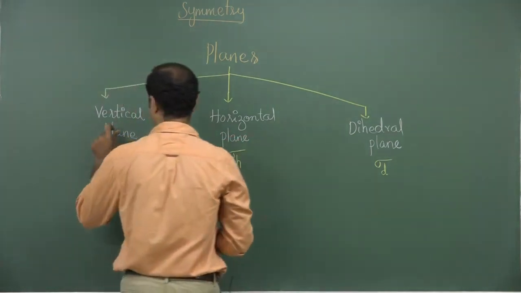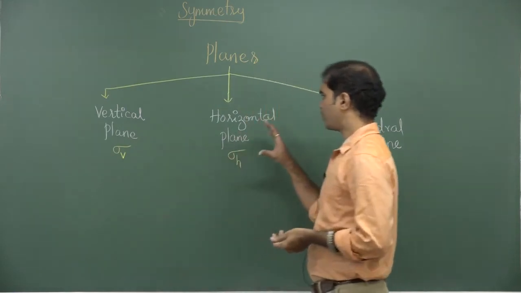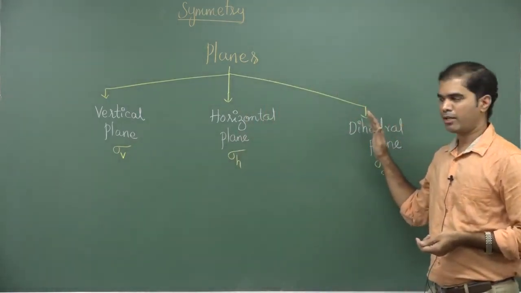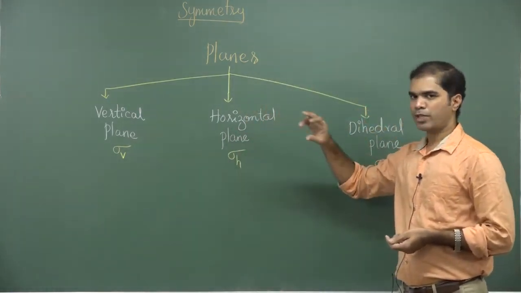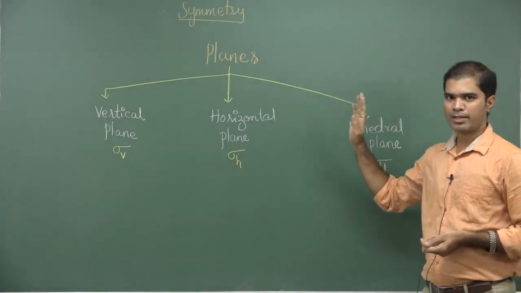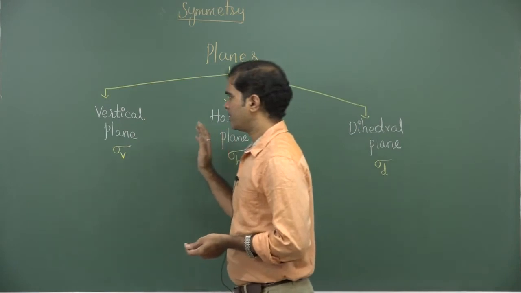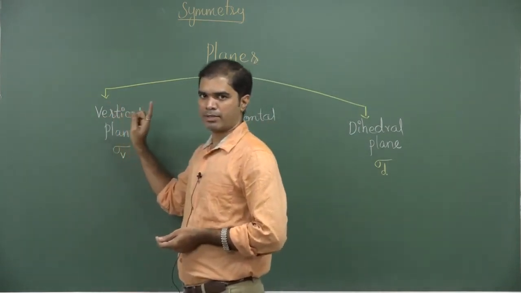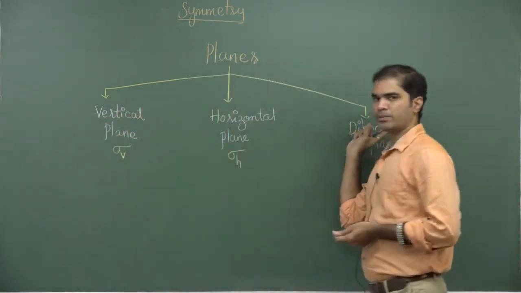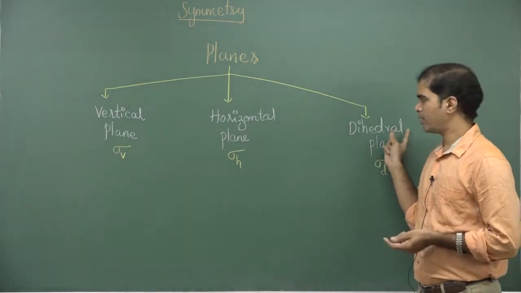How do you define a vertical plane, or a horizontal plane, or a dihedral plane? All this is with reference to some rotational axis, and the rotational axis that we will be choosing is the principal axis. In this case, we will take C2, then we will be able to define it.